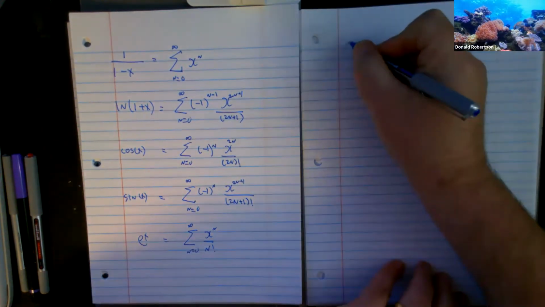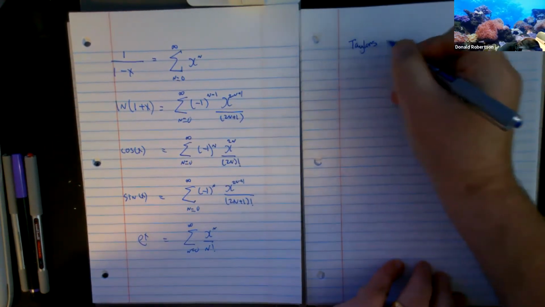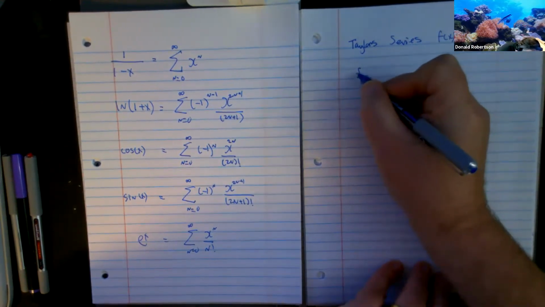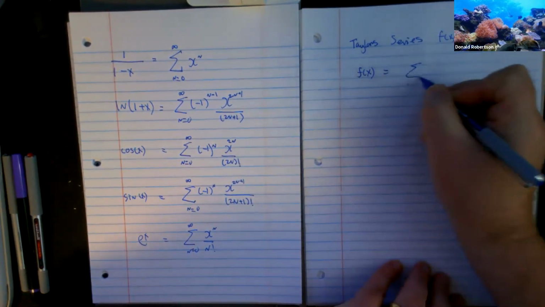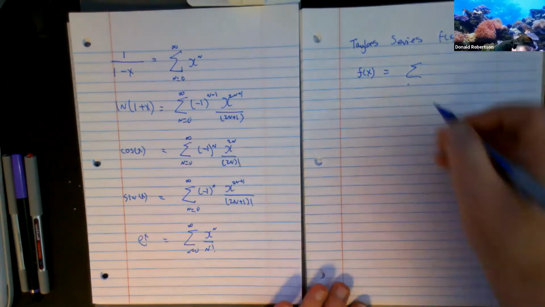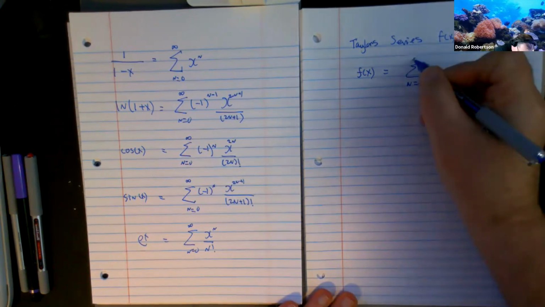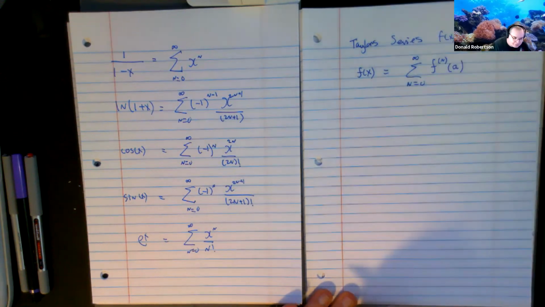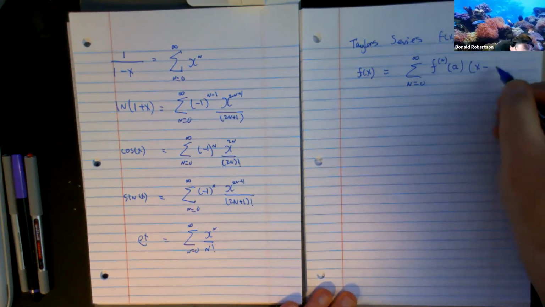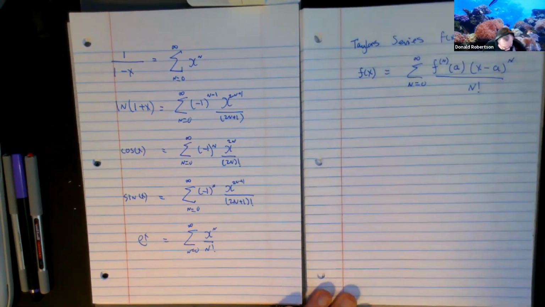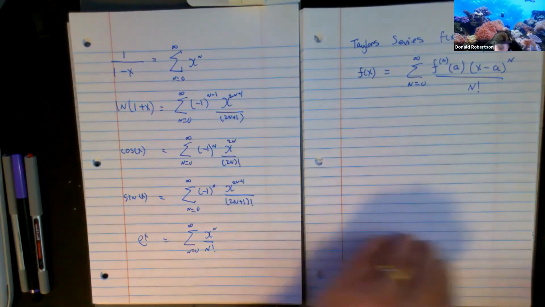Okay, time for our last guy. Taylor series for some function f of x. It's a power series as well. But it's going to be centered at x equals a. So what will that look like? You will find the nth derivative at a, not 0. The x to the n will now become x minus a to the n, but the n factorial will be just as it was.